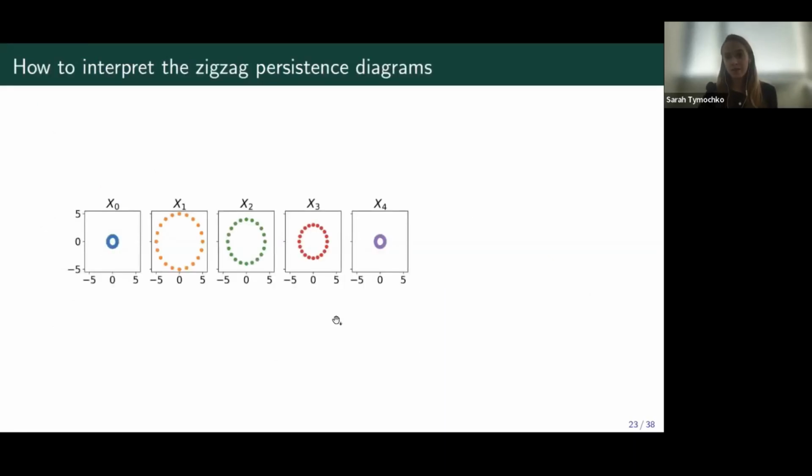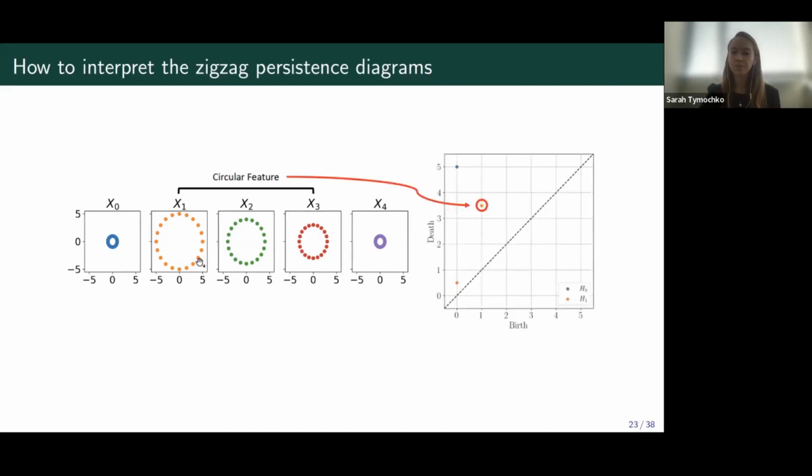So zigzag persistence diagrams have a slightly different interpretation from regular persistence diagrams. Rather than representing the scale of birth and death in a given point cloud, they represent the birth and death through this sequence. For example, in this simple five circles, visually we might say this is where our circular feature is apparent, or the most similar through a set of point clouds.